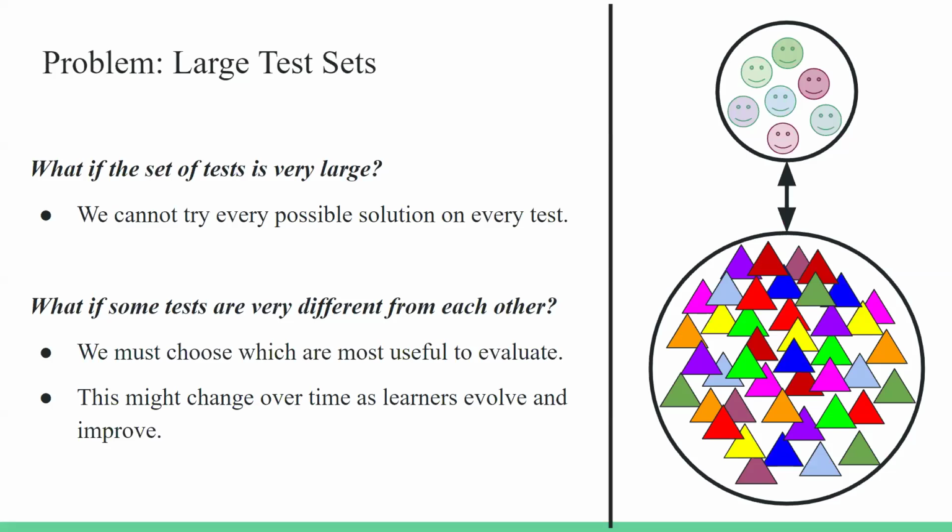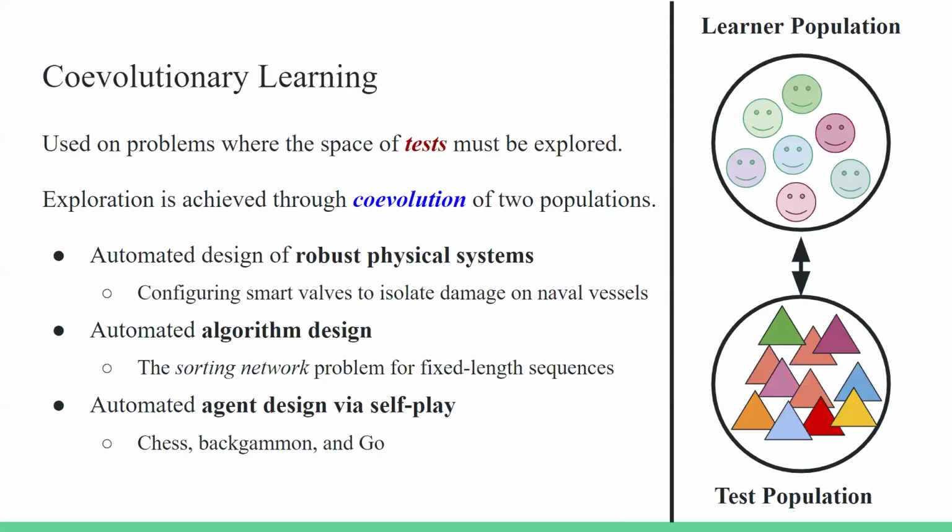But we run into a problem when we have certain types of problems with very large test sets. If the test set is too large, then it's not possible to evaluate every possible solution on every test, as the number of evaluations increases combinatorially. Also, we might have tests that are very different from each other, probing different aspects of each member of the learner population. And so we need to make choices about which tests are most useful to evaluate. This is something that might change over time as the learners evolve and improve.